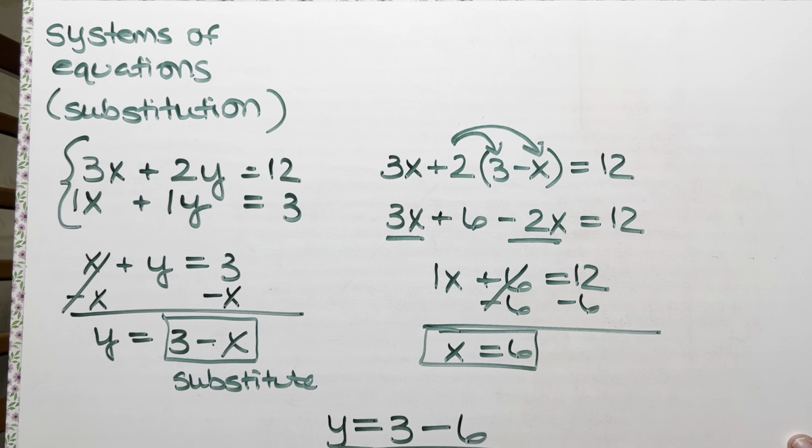So here are my two parts. Last step is remember that your solution is a point of intersection. 6, negative 3 is my point of intersection for my system. And that's how I solve using substitution.